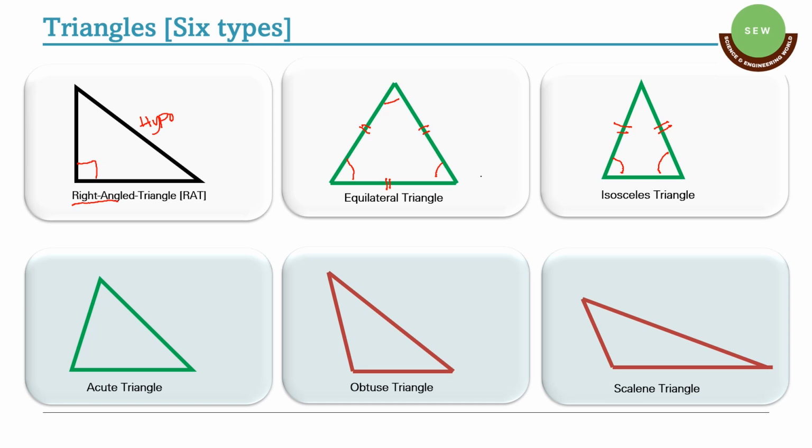The fourth one is an acute triangle. Acute triangle here means that all the angles are less than 90 degrees. They could be equal like the equilateral triangle, but they may not.